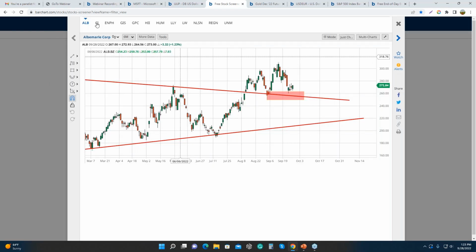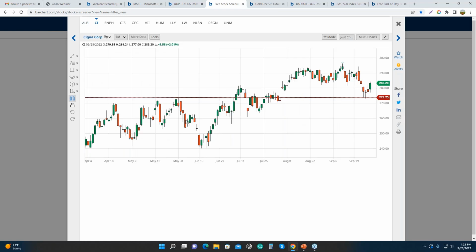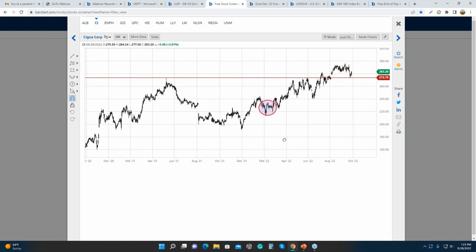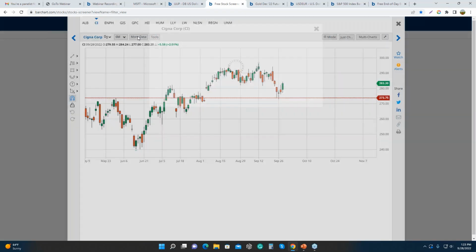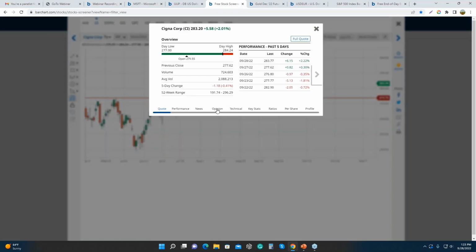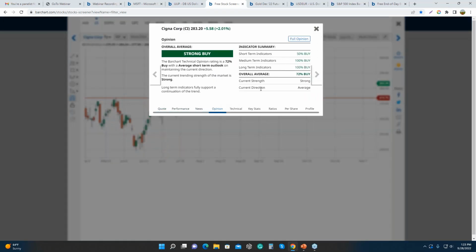Let's look at a couple other examples. This is Cigna. Again, look at our chart. Very similar, right? Nice uptrend, little impulse move, and we've come back into an area of support where we're re-engaging our trend. And again, if I look at my opinion indicator, right, our direction is average, but our trend is strong.